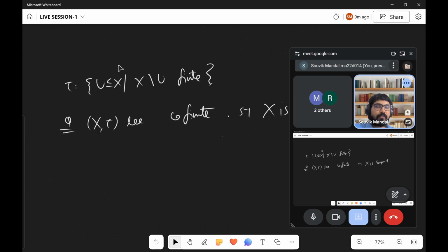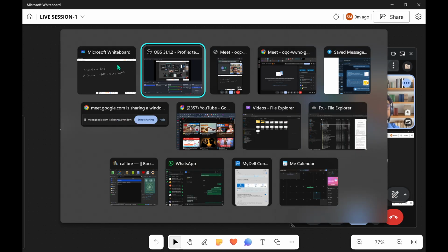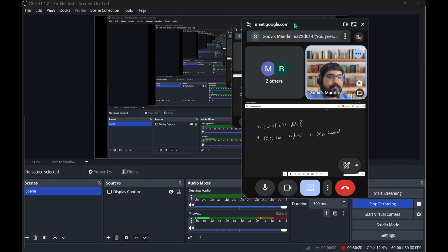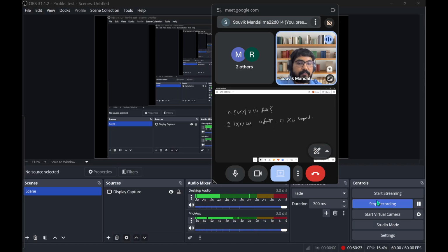That means you need to start with an open cover, call it U alpha, and you need to show that it admits a finite subcover, correct? So take your time. Please try to do it by yourself first, or else I will explain. I shall get back after a few moments.